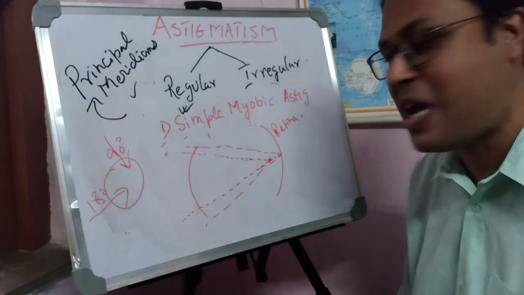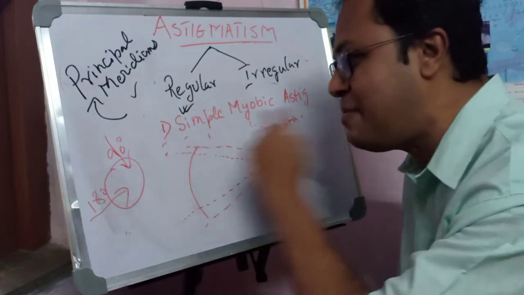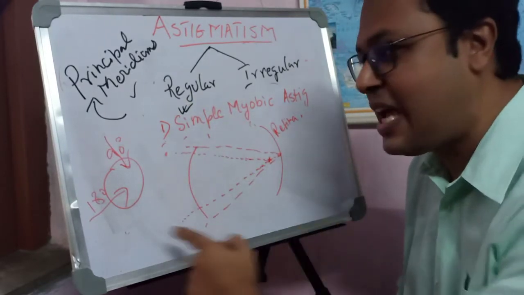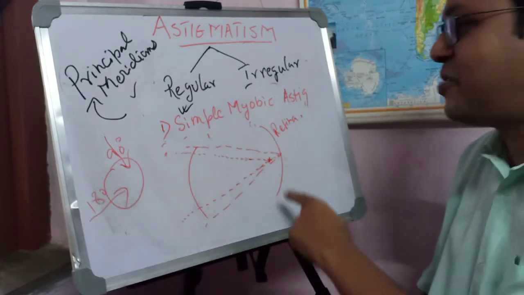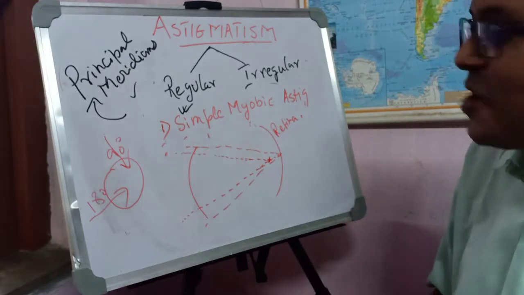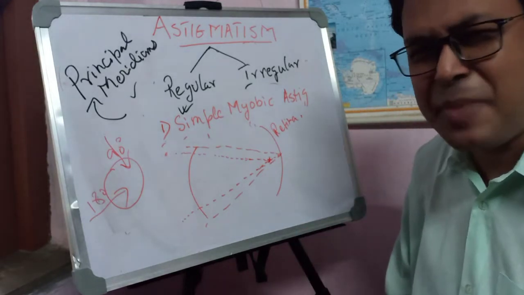Remember, the word simple myopic means that rays of light traveling through one principal meridian reach the retina, and the rays of light traveling through the other principal meridian fall before the retina. That's simple myopic astigmatism. What would be compound myopic astigmatism?